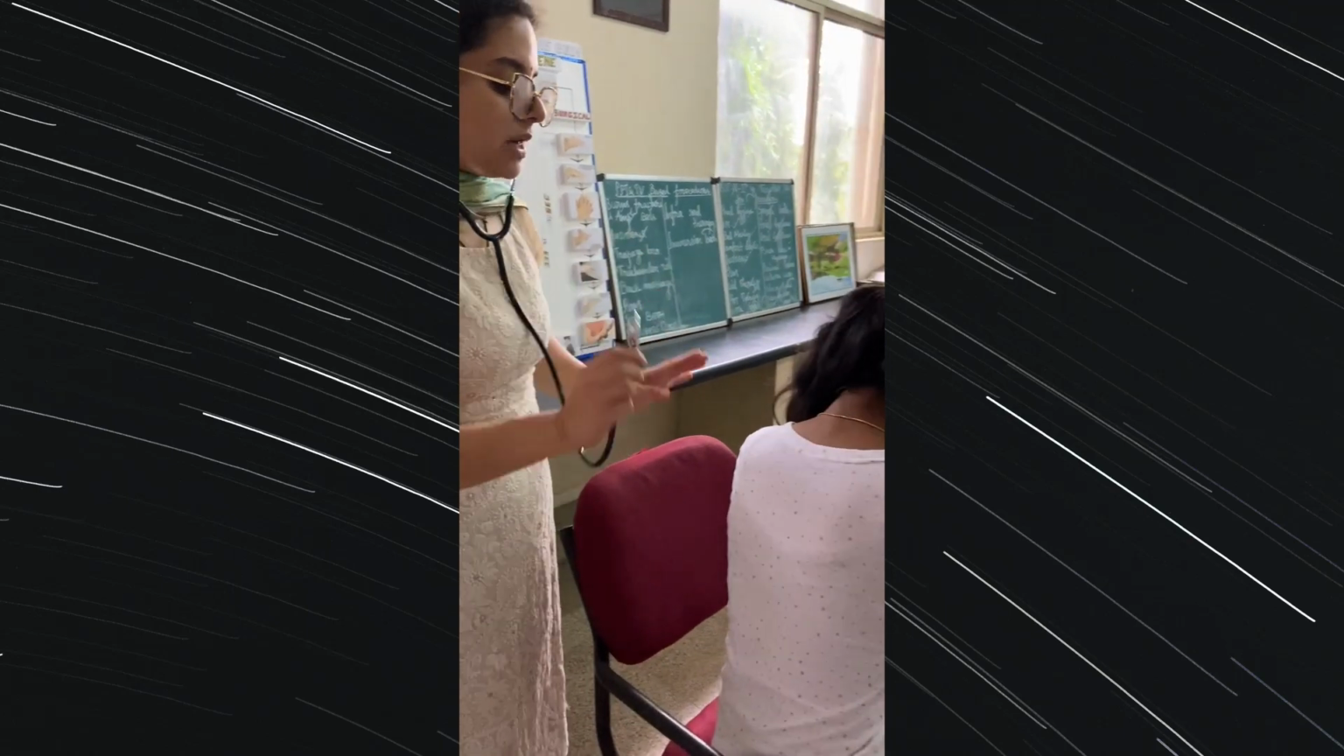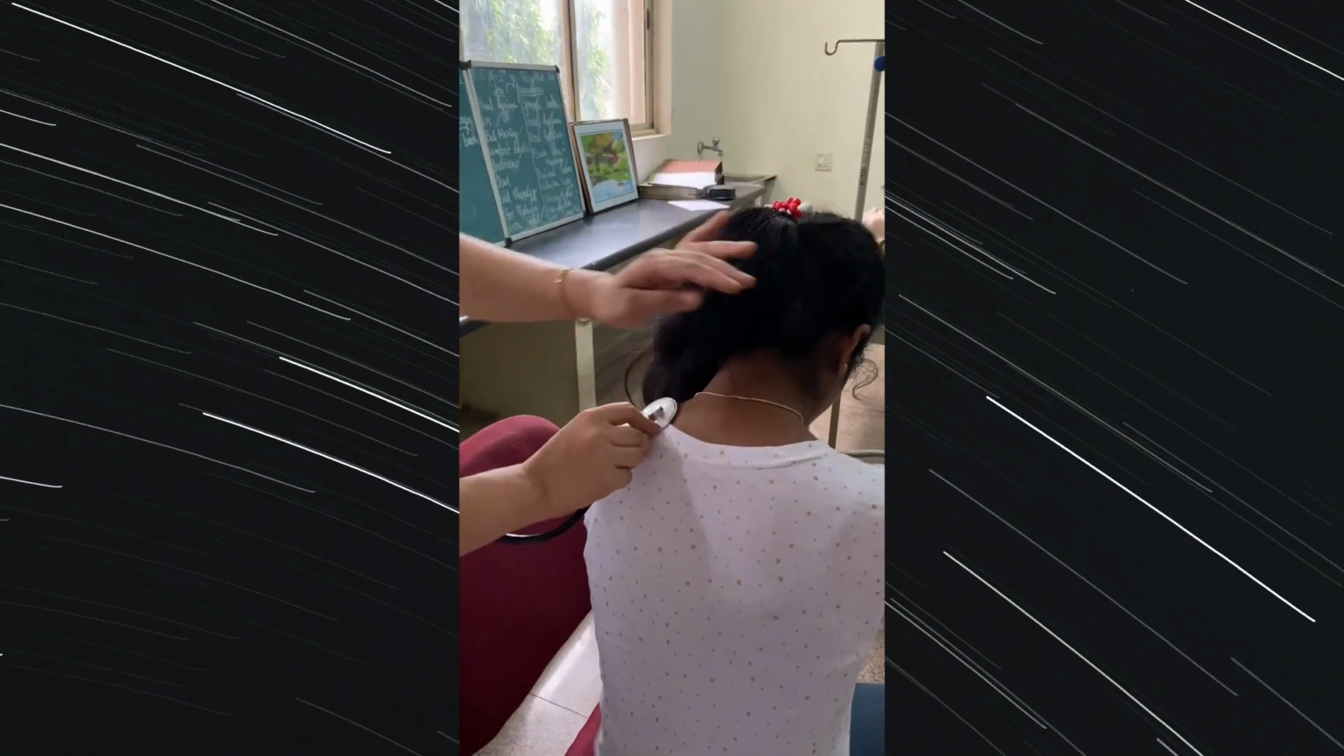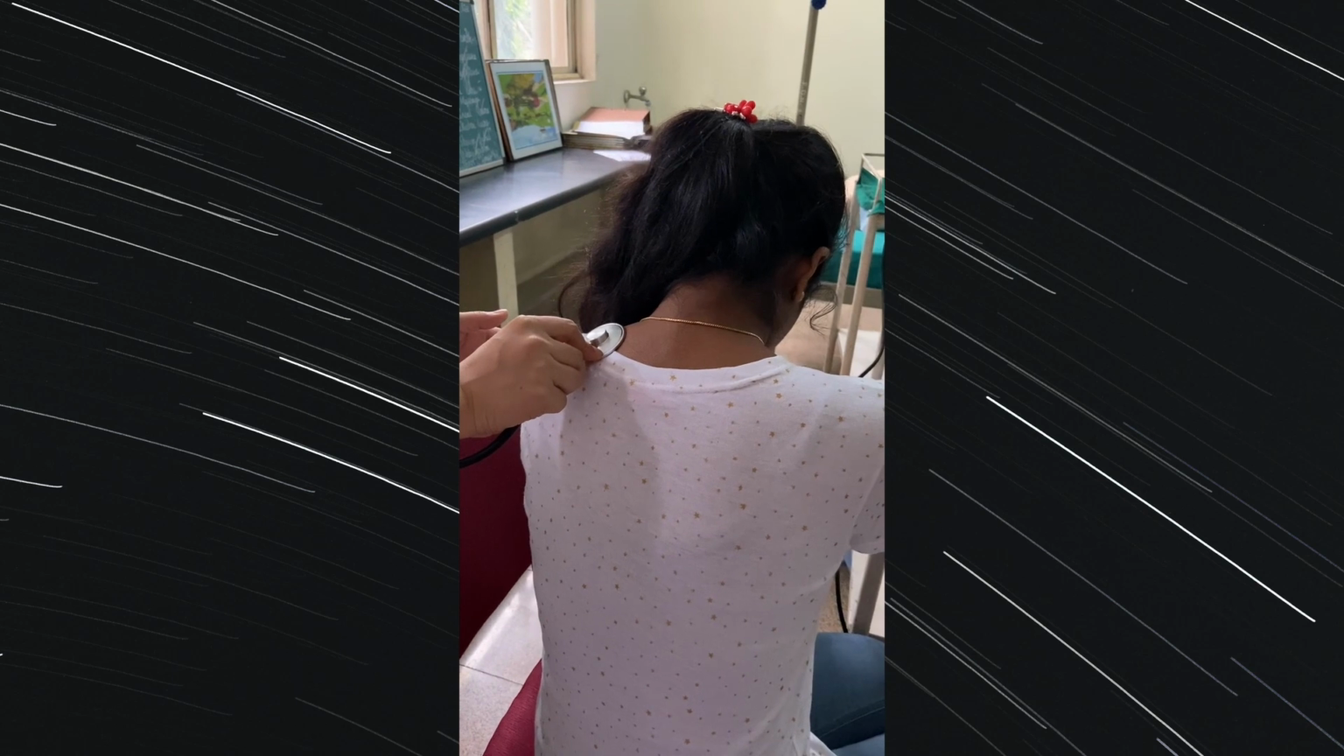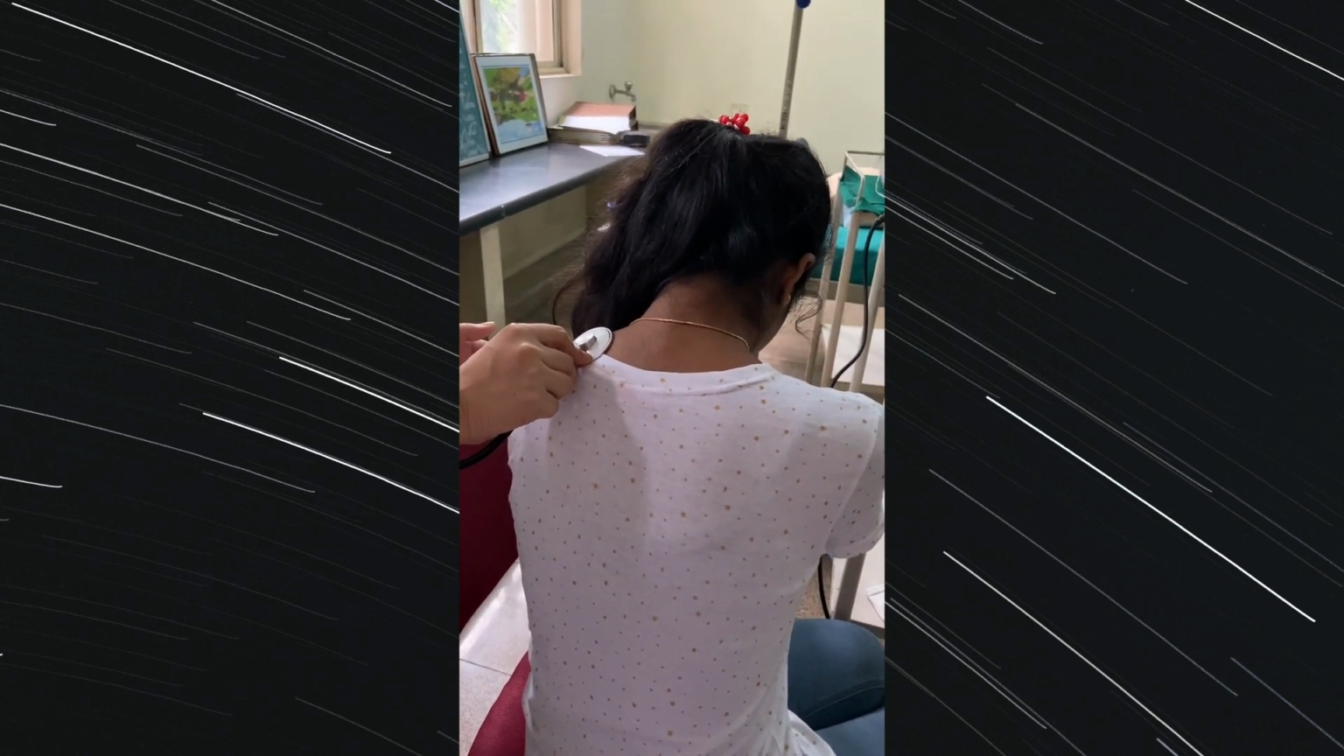You are going to keep the diaphragm of the stethoscope again on the apex of the thorax. So once again you are going to keep it on the apex of the lungs. Take a breath. Once more.